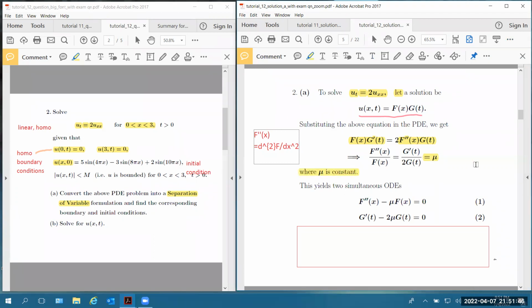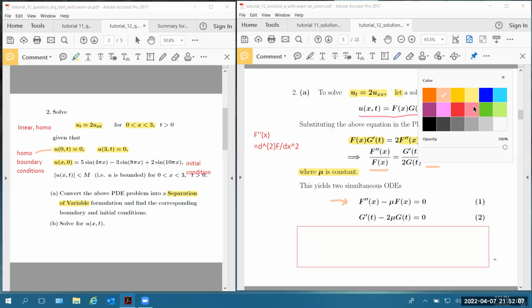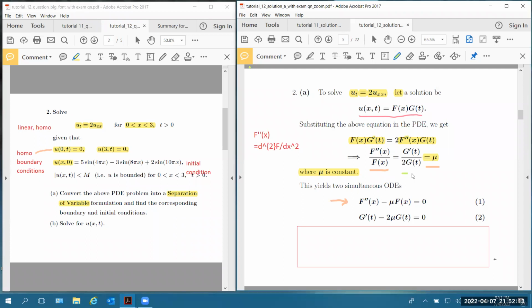From here I'm going to get 2 ODEs. How do I get the ODEs? Now this one equal to mu, then you cross multiply, and that will give you this. Another one will be this: you put this one equal to mu, also cross multiply, and that will give you this. So from here I'm getting 2 ODEs.